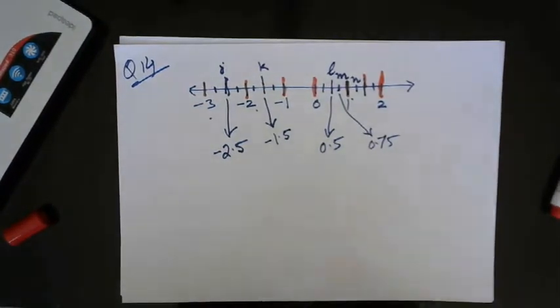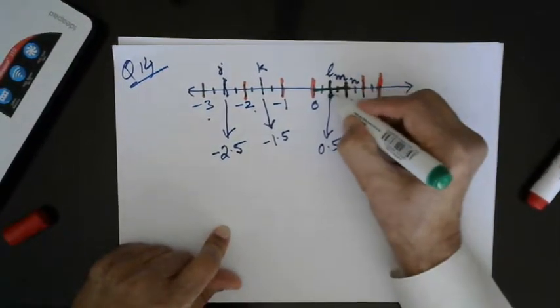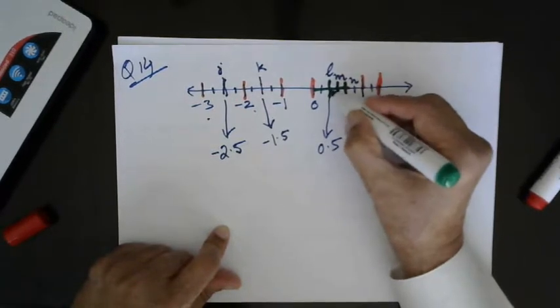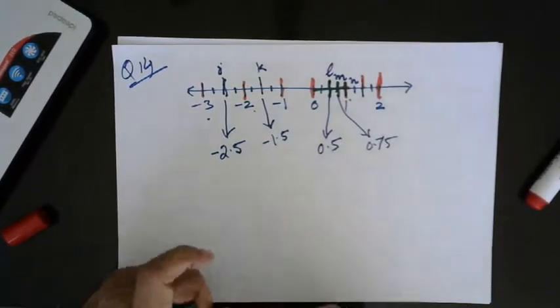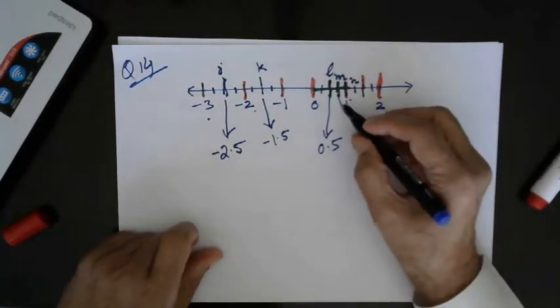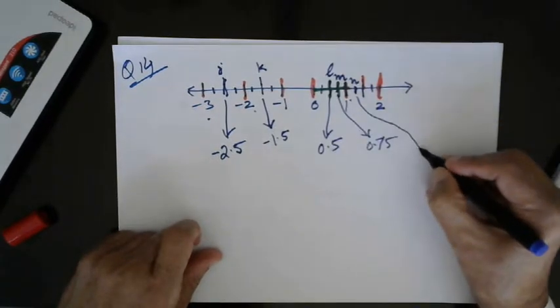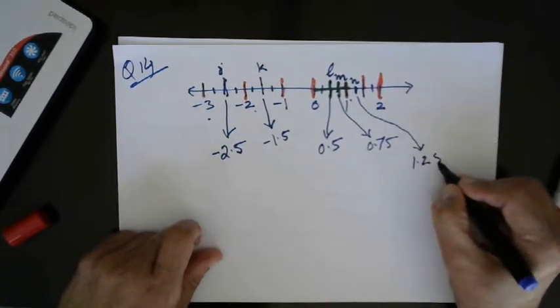If you like, I can use another color and show you. See, from here to here, this is 1. This is half. And this is quarter. So half plus quarter is 0.75. Similarly, this is 1 and this is quarter away from 1. So this N will be 1.25.